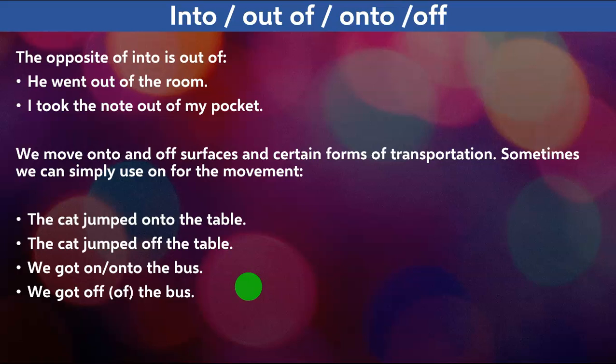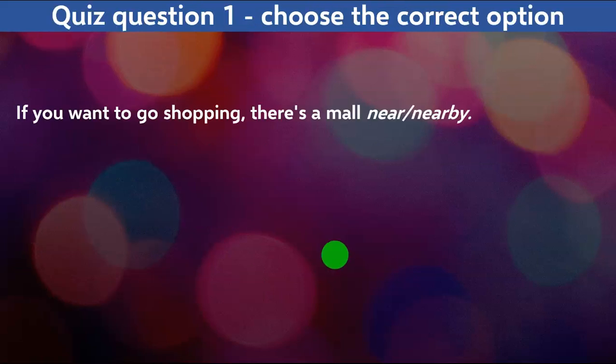Let's go. Okay, here is question number 1. If you want to go shopping, there is a mall near or nearby. Now you have to choose the correct option. Your 5 seconds start now. Alright, the correct answer is nearby. If you want to go shopping, there is a mall nearby.